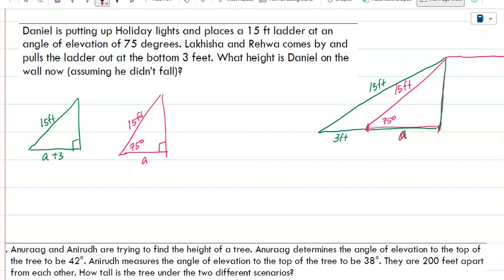And so let's find A. It's going to be the adjacent over the hypotenuse. So what is that? Cosine? Yeah, there you go. So cosine of 75 equals A over 15. And then A equals 15 times cosine of 75 degrees.